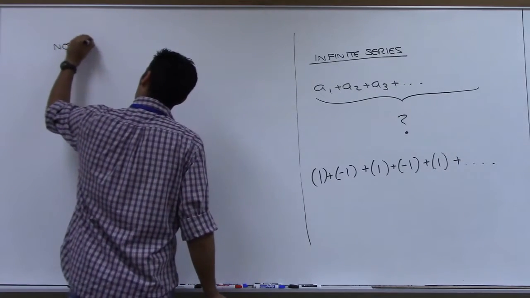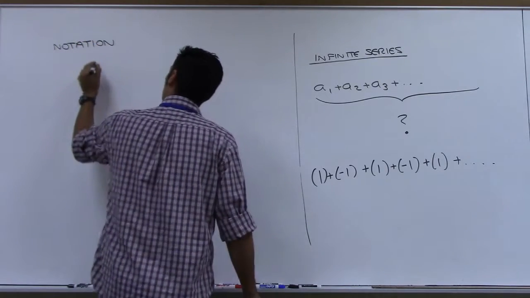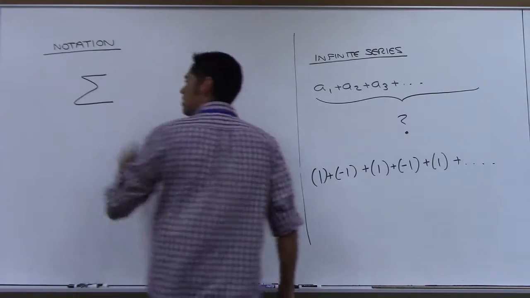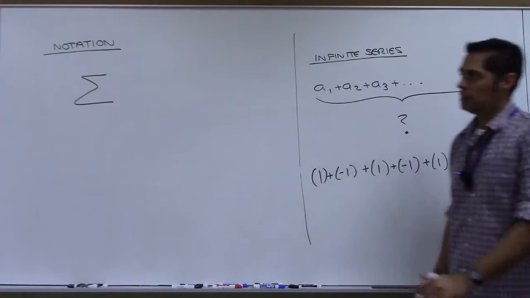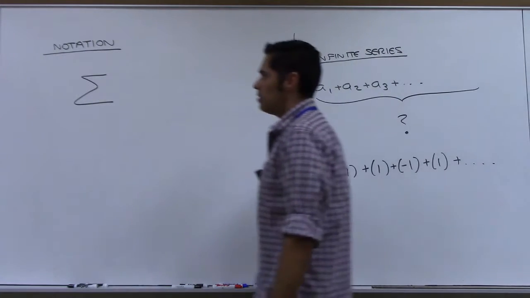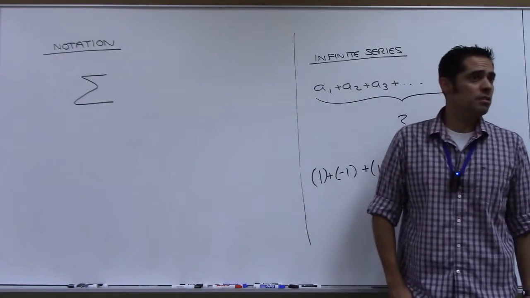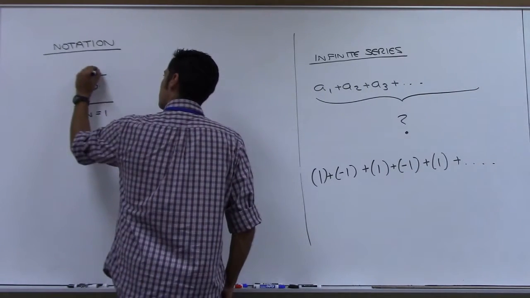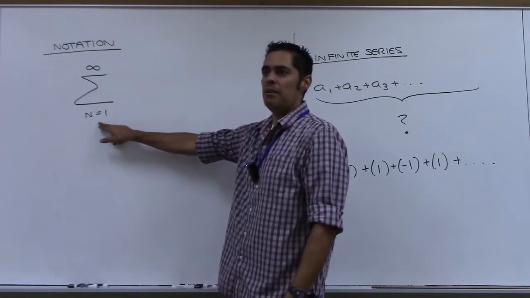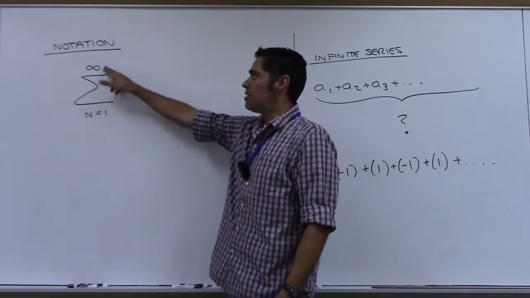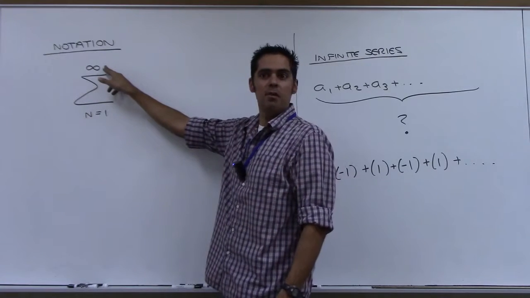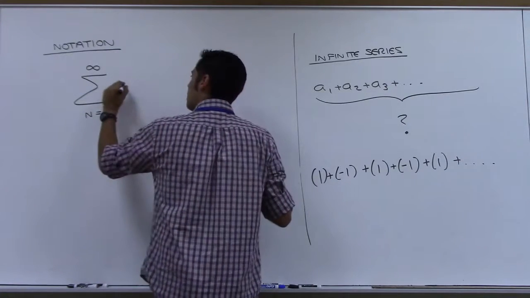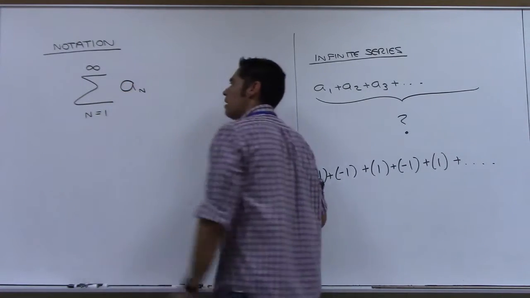Notation. For an infinite series, we've seen this before? Yes? This is the sigma, right? This means summation. If you haven't seen it, it's okay. If I write n equals 1 to infinity, it tells you I'm going to start at n equals 1, and I'm going to stop, well, I'm never going to stop. I'm going to go all the way to infinity. And then inside here is what I want you to add up. And in this case, I want you to add up that sequence I called a sub n.